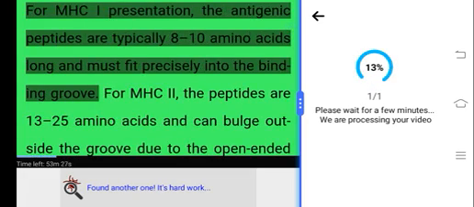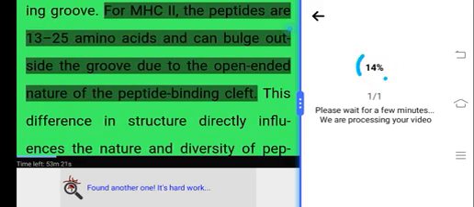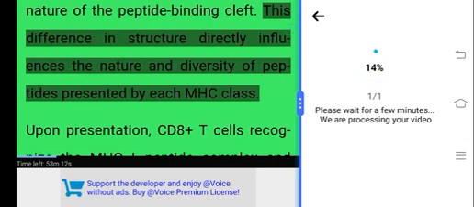For MHC I presentation, the antigenic peptides are typically 8 to 10 amino acids long and must fit precisely into the binding groove. For MHC II, the peptides are 13 to 25 amino acids and can bulge outside the groove due to the open-ended nature of the peptide binding cleft. This difference in structure directly influences the nature and diversity of peptides presented by each MHC class.